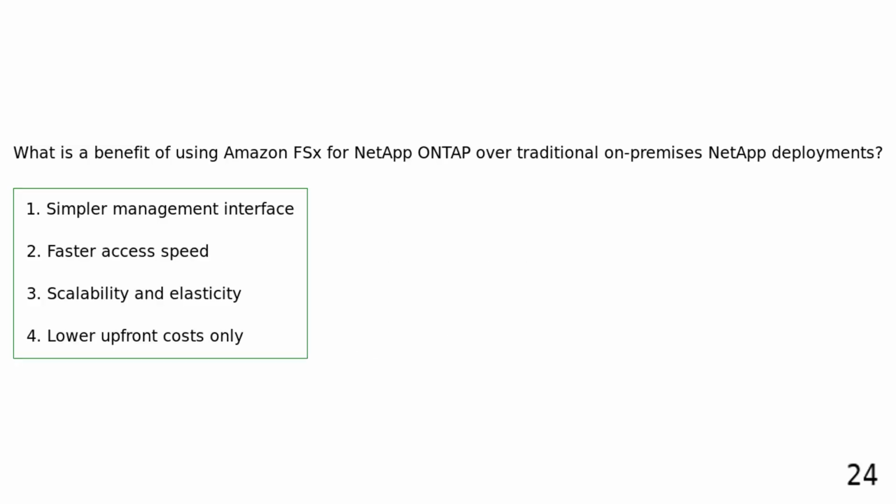What is a benefit of using Amazon FSx for NetApp ONTAP over traditional on-premises NetApp deployments? Simpler management interface. Faster access speed. Scalability and elasticity. Lower upfront costs only. Amazon FSx for NetApp ONTAP offers scalability and elasticity, which are key benefits over traditional on-premises deployments.